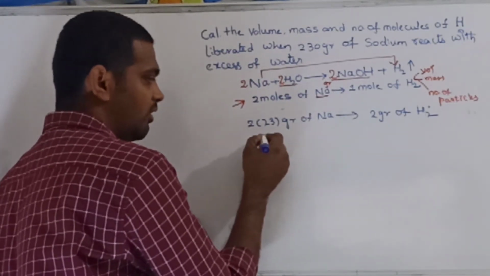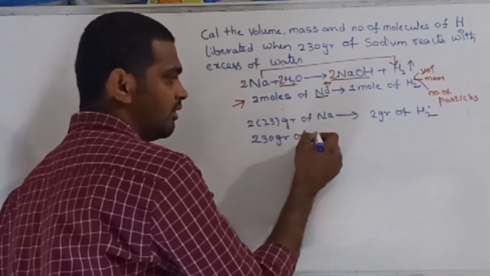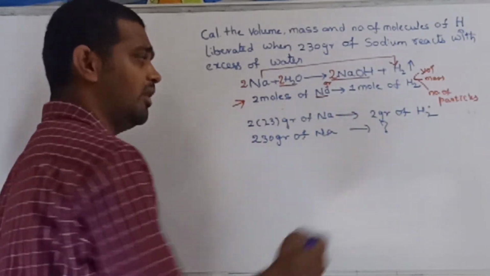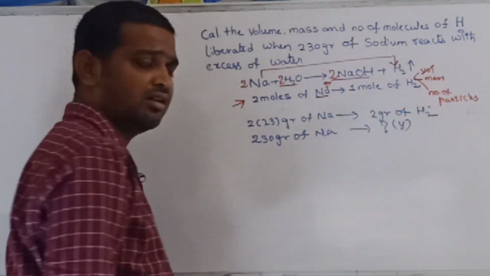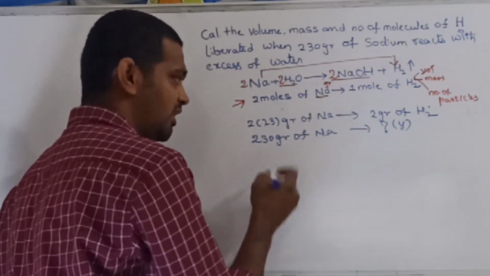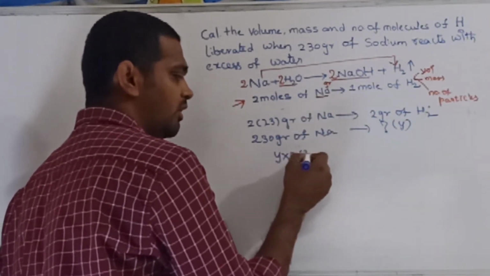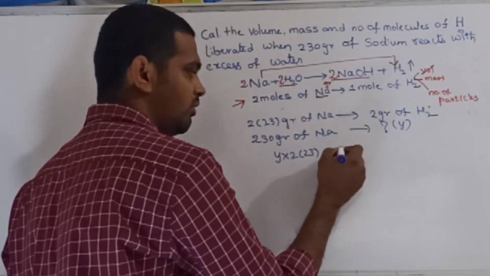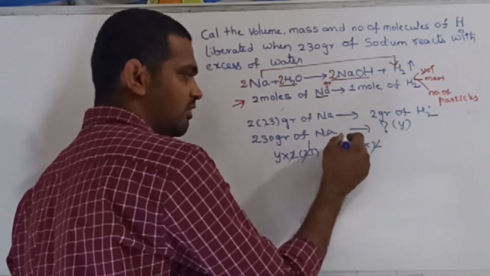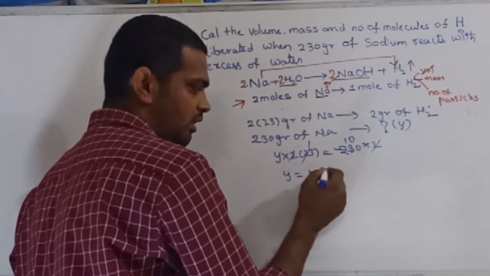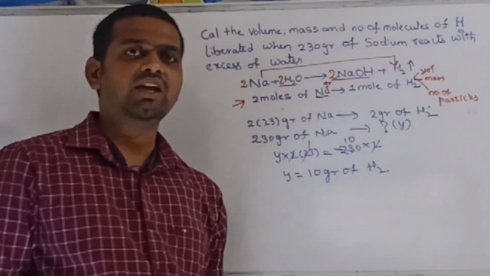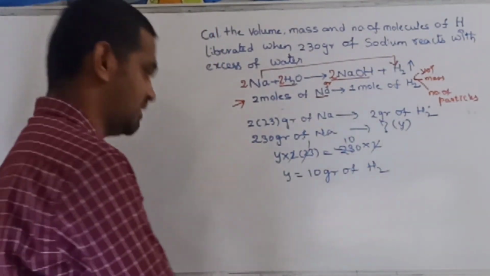Now here I had taken 230 grams of sodium. By means of that, how many grams of hydrogen will be liberated? Let us assume that the grams of hydrogen liberated is y. Now do cross multiplication, then you will get the answer. y into 2 times 23 is equal to 230 into 2. These 2 and these 2 will get cancelled. Again 23 ones are 23, 23 tens are 230. y is equal to 10 grams of H2 gas is liberated.